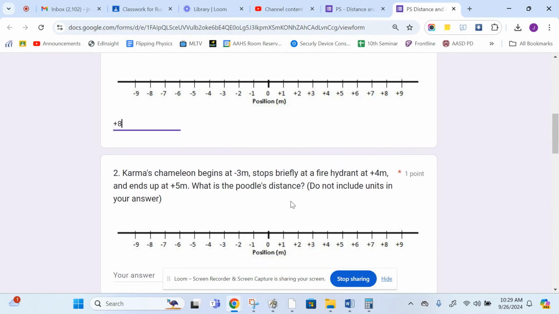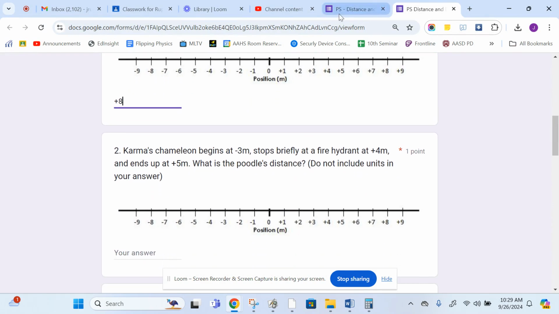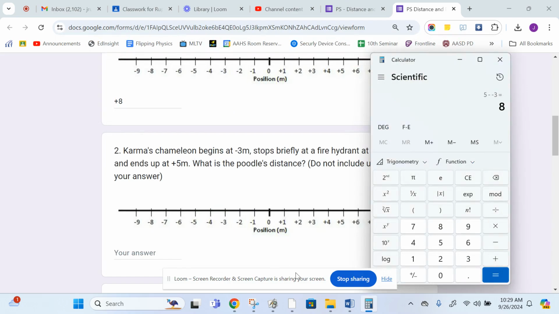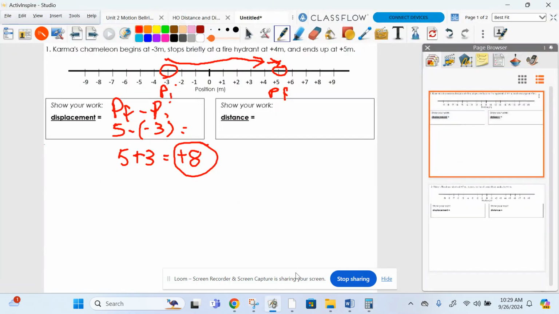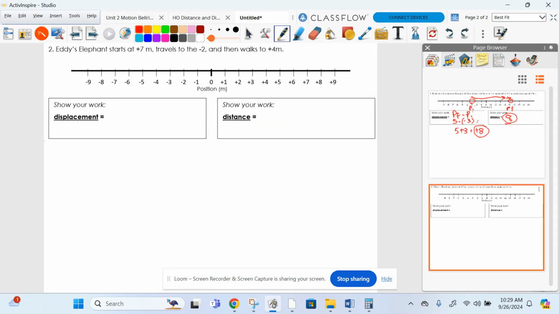Now, in order to count my total distance, again, I just need to count how many total jumps did I take? 1, 2, 3, 4, 5, 6, 7, 8. It was a total of 8 meters. Distance doesn't require a sign. As it is a scalar measurement, it is only positive. We'll look at one more here together.